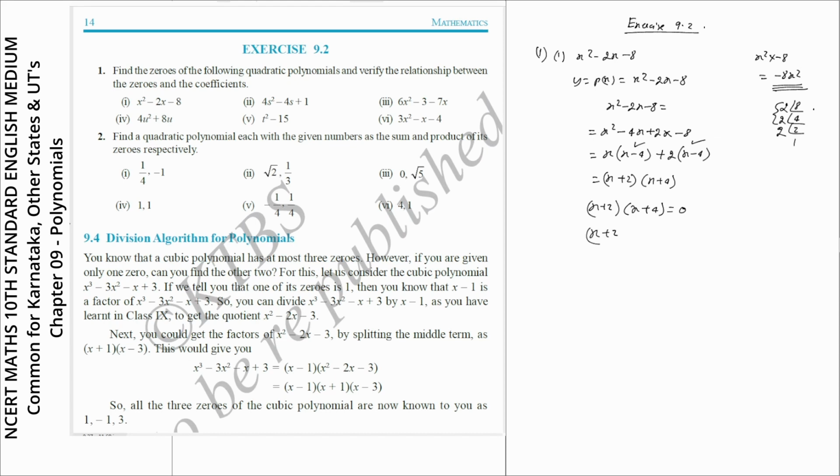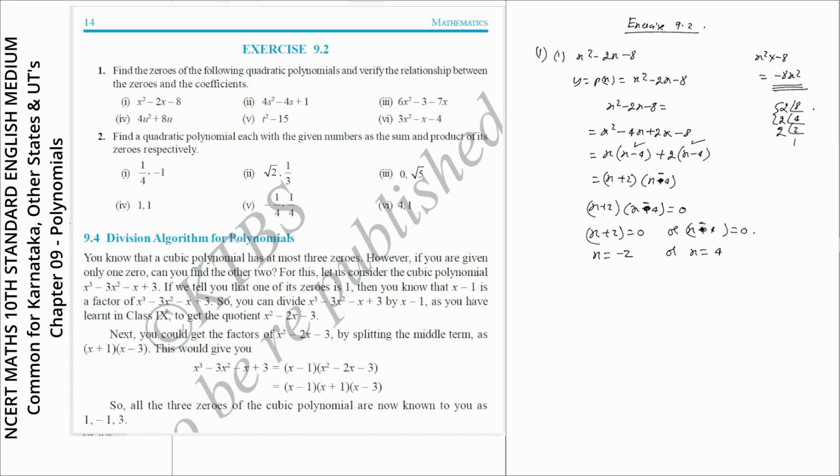Now x plus 2 is equal to 0, or x minus 4 is equal to 0. So x is equal to minus 2, or x is equal to, sorry, x minus 4 is equal to 0, x is equal to plus 4. So x is equal to minus 2 and x is equal to plus 4 are the zeros of the given polynomial.